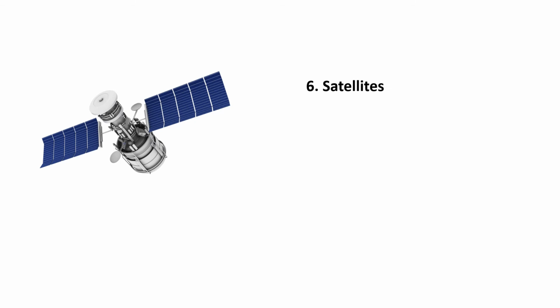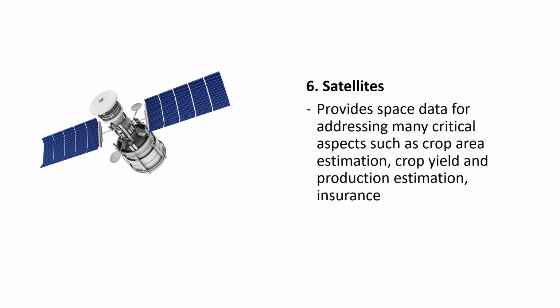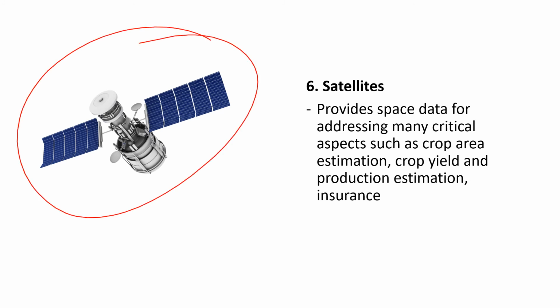Another important tool that is handy when it comes to precision ag is the satellite. So this is just a graphical representation of simply how the satellite looks, but it could be more complex than this one we are seeing. So you're saying that these satellites would provide space data for addressing many critical aspects, such as crop area estimation, crop yields, and production estimation or insurance.